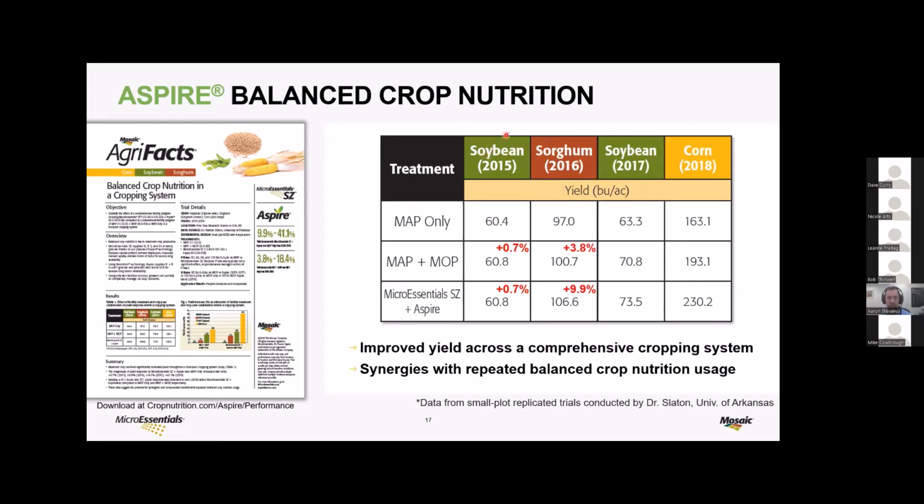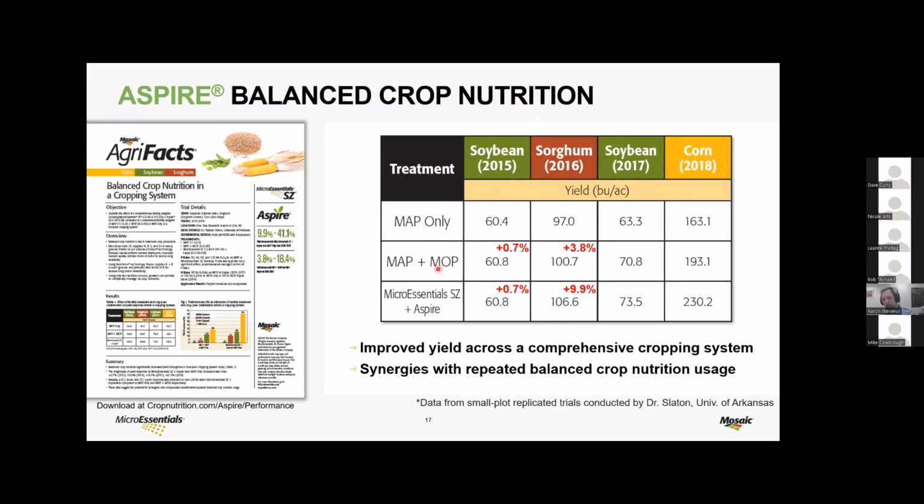I should mention too that all of the cropping practices, so the rates they applied, were based on the rates for each crop. So they're not the same rate across each crop. It's based on whatever the crop removal or the needs were for each crop. So moving into sorghum, which we don't grow, maybe we grow it for a cover crop, but now we start to see these yields start to split out. So now we get a 3.8 percent advantage by adding that potassium.